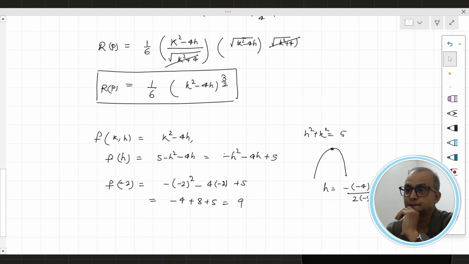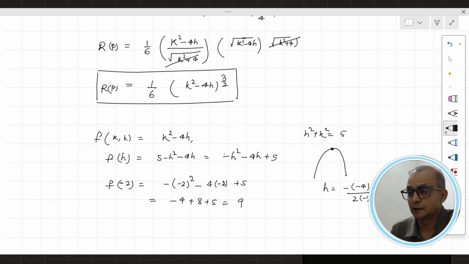It means I have to find the maximum of this. So let's just substitute this minus 2 there to find the k value, correct? Why I found this thing, I don't know. Wait, f of minus 2, what is the need of it? Okay, I don't think they need it.